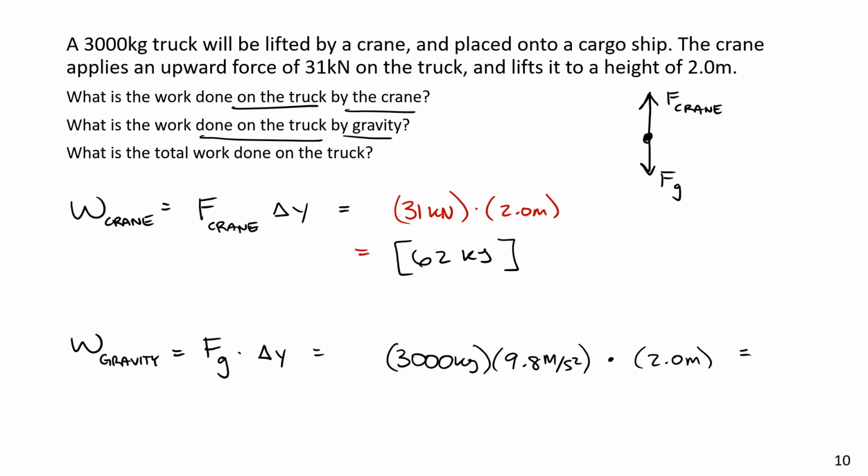I should make this negative before I get too far, right? This is where we also remember downward forces or downward vectors are negative. Things moving to the left are usually negative. So we have minus, I think it's 59 kilojoules.